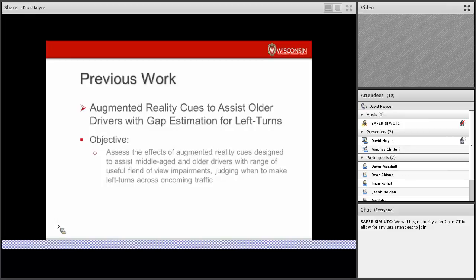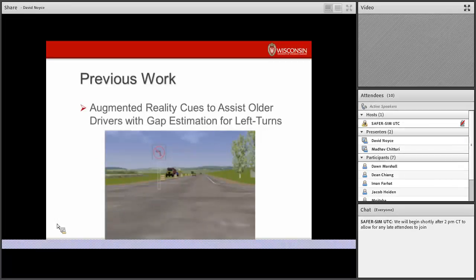Similarly, another research study that's similar to the idea that we had was looking at how augmented reality may impact, again, older drivers, but this time with gap estimation for left turns. Again, a driving simulator-based research project. And as you can see here in the photograph at the bottom of the slide, you can animate a situation and put a heads-up type piece of information to help share with drivers that in this particular scenario left turns were not desirable and/or some information related to gaps was not acceptable.